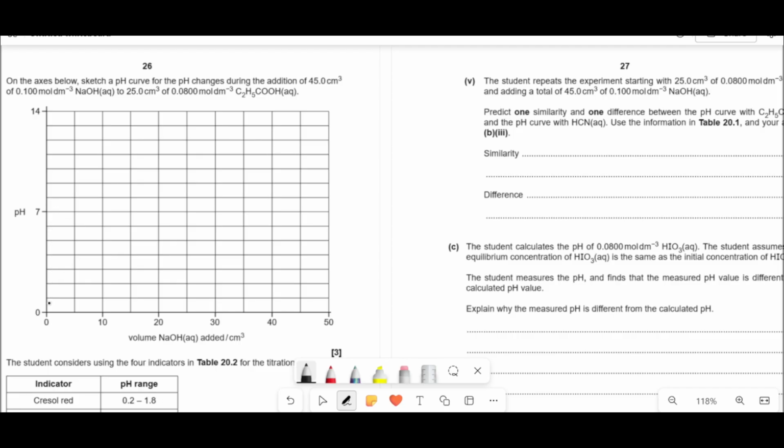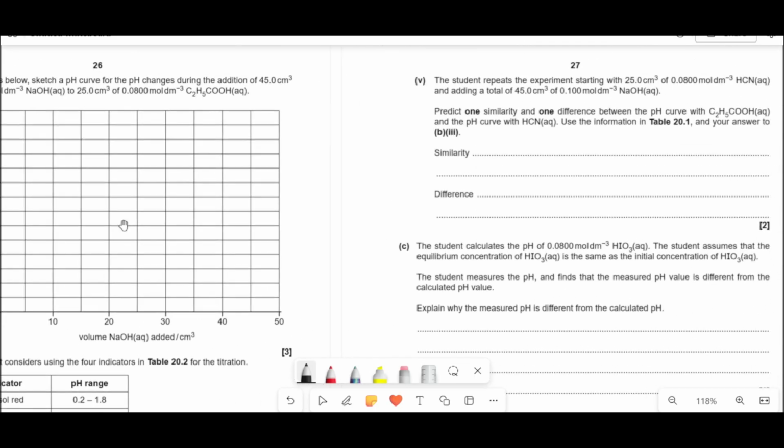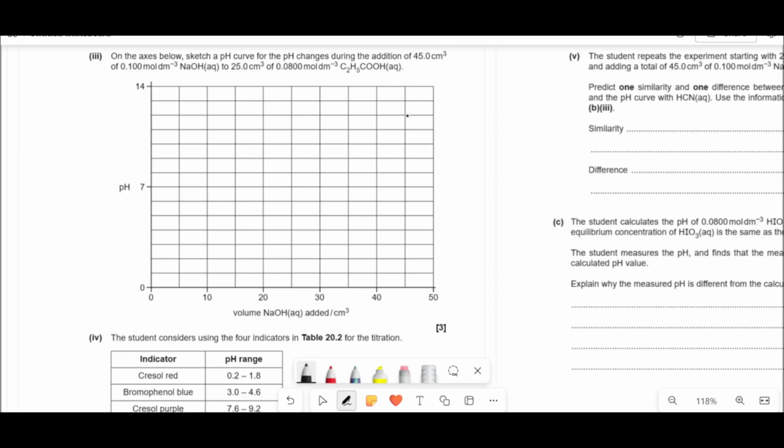So it's going to be about 2.98 there. We know at 20 it's been neutralized, so our vertical point is going to be here. It doesn't always mean it's at 7, it's vertically there. We know that our end is going to be what we just worked out, 12.55. And we know that's after 45 has been added. So at 45, we would put 12.55.